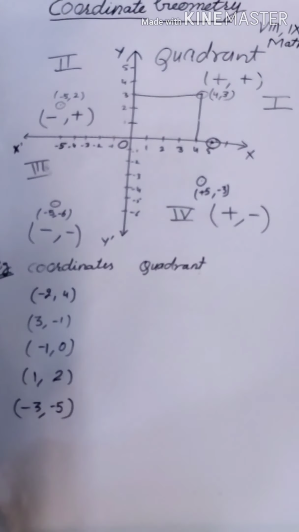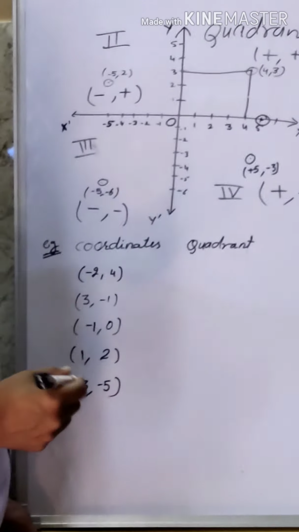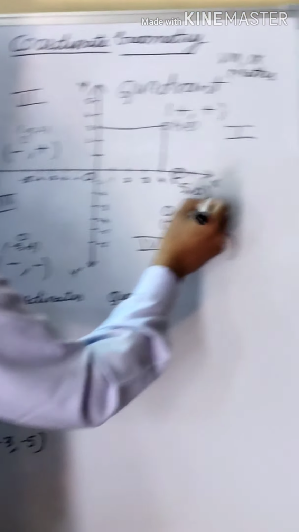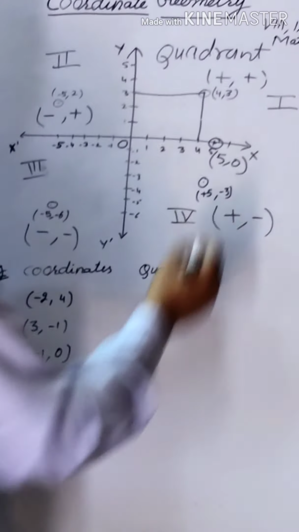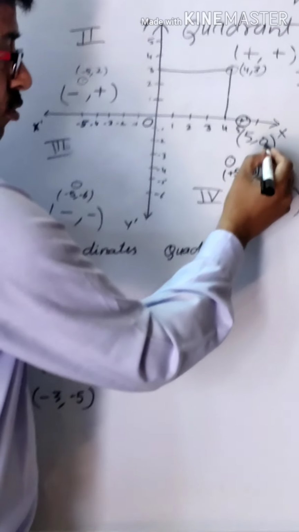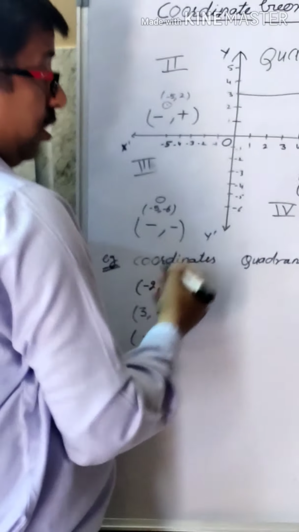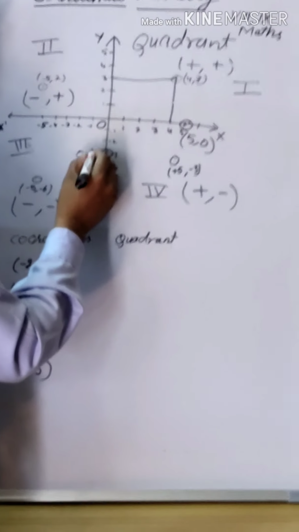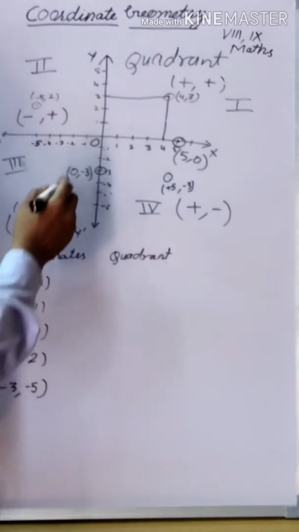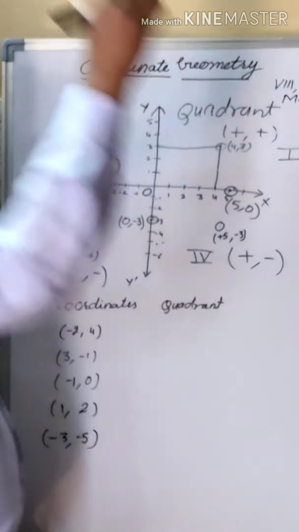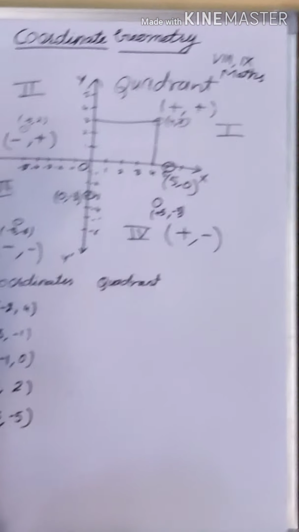One more thing we learned, if any point is on this line, then it is not in any quadrant, it is on the x-axis. If you say what are the coordinates of this point, it is 5, 0. If the y coordinate is 0, then it will lie on x-axis. If the x coordinate is 0, suppose this point, the coordinates are 0, -3. If the x coordinate is 0, it will lie on y-axis. If the y coordinate is 0, it will lie on x-axis.